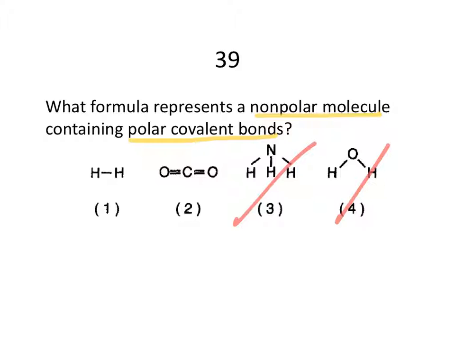However, remember the question also said it must contain a polar covalent bond. A polar covalent bond is a bond in which the electronegativity difference has to be greater than 0.4 or 0.5. So in this case, in chemical bond number 1, H and H, both of them have the same electronegativity, so the difference is 0. So therefore, there's no way it can be a polar covalent bond. So by elimination, the only possible answer is number 2.